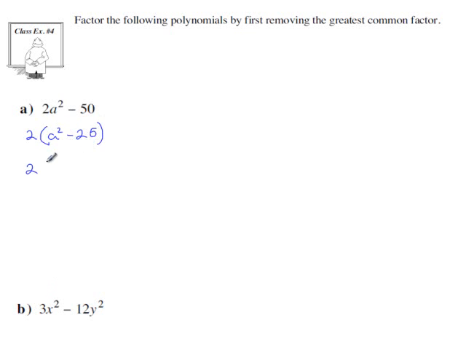I could write that as 2 times a squared minus 25, I can write as 5 squared. Perfect. Now you've got a difference of squares and you can factor it as 2 is still there, then you have an a minus 5 and an a plus 5. And you're done.